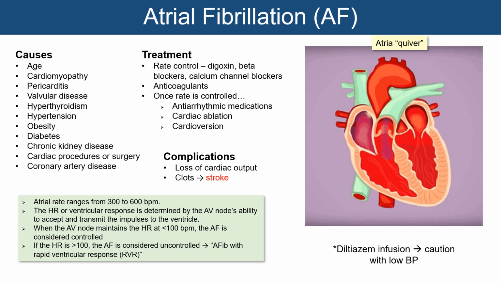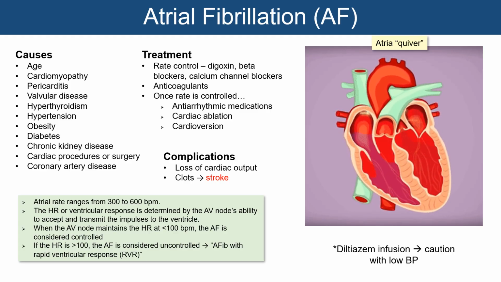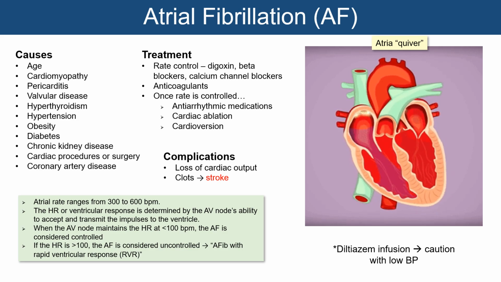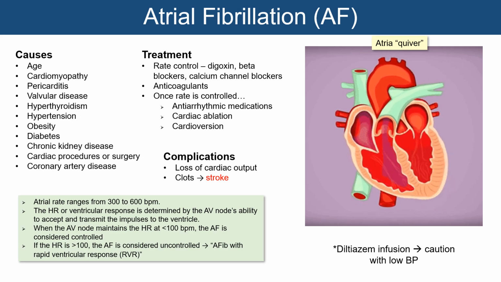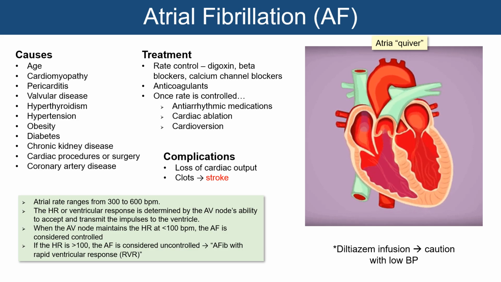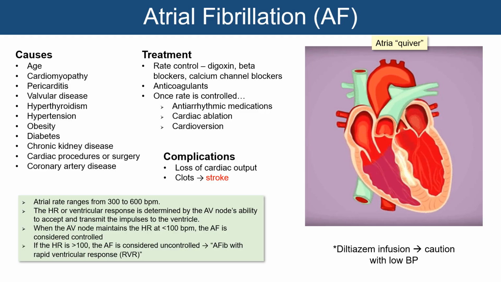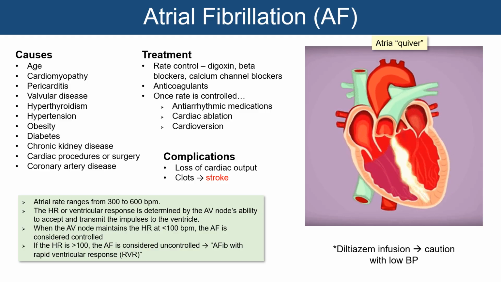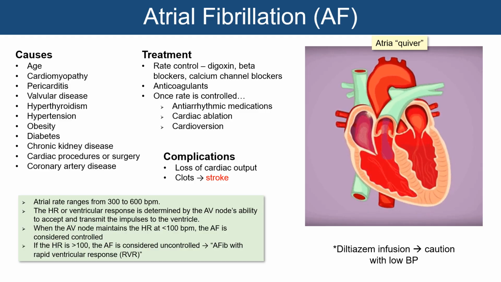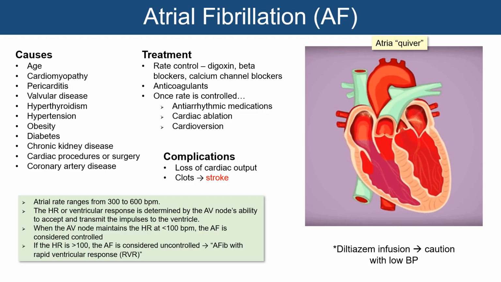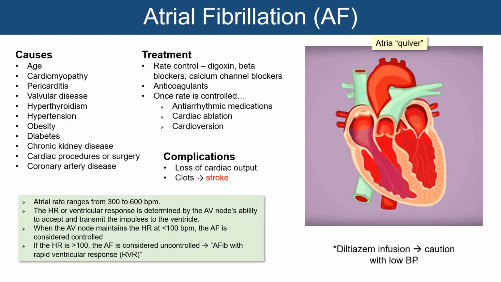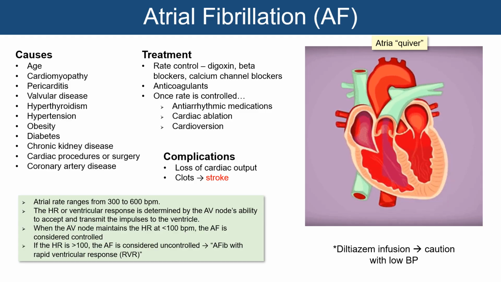So antiarrhythmic medications, cardiac ablation, where they go in with a little probe and they kind of zap the cardiac tissue, whichever area is causing these abnormal action potentials, and pretty much we're killing little pieces of the heart tissue with an ablation. Or cardioversion. If a patient is in AFib with RVR, so the rate is really high, patient is symptomatic, then we can do a synchronized cardioversion. And we talk about cardioversion in another lecture.